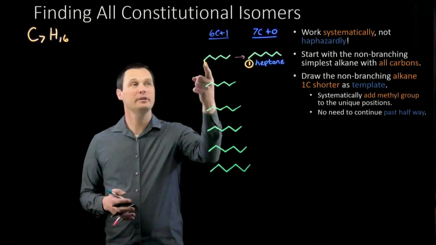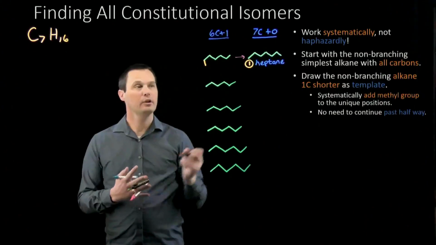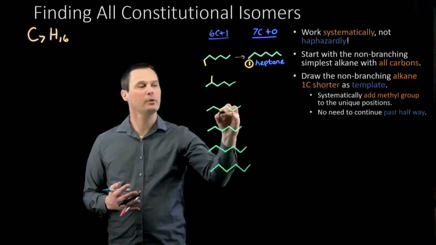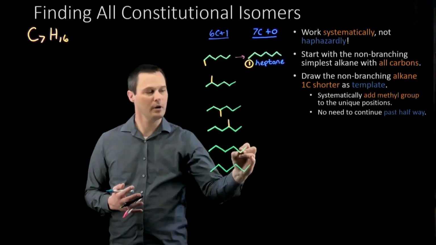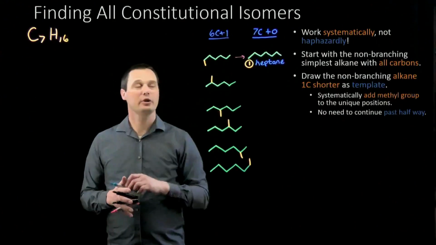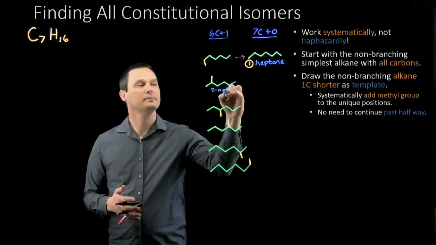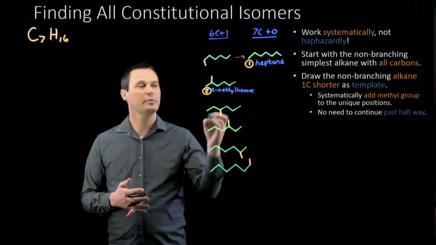But what we can do is move this methyl group systematically down the line, and that will form new isomers. We could put the methyl group at carbon number 2, or carbon number 3, or carbon number 4, or carbon number 5, or carbon number 6. Let's see how many of these are new isomers. This structure would be 2-methylhexane, and this would be a new isomer. This structure would also be unique. This structure would be 3-methylhexane.